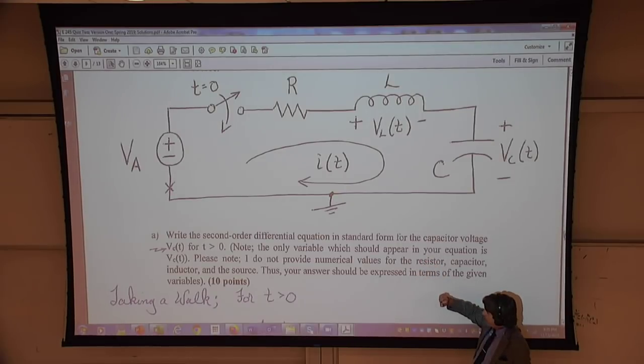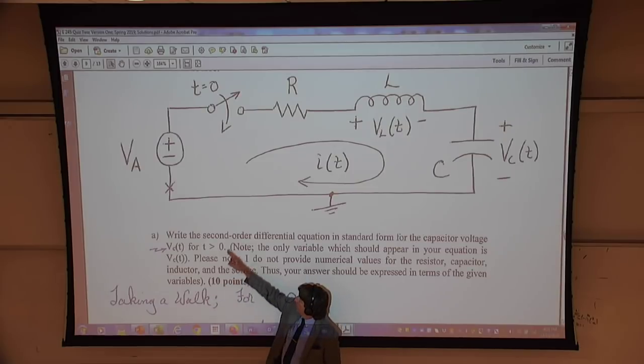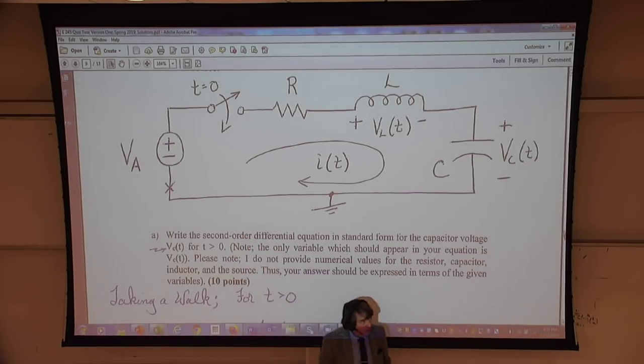Okay? Now, you might remember I said in this course, when we encounter a second order circuit, we always take a walk. So whether I ask you for the voltage or the current, take a walk. Okay? So I put an X. Now, that's not on the exam, that's on the solutions. So I put an X and we close the switch. And, let's go through this together because it's been a couple of weeks since we've done this, I think.